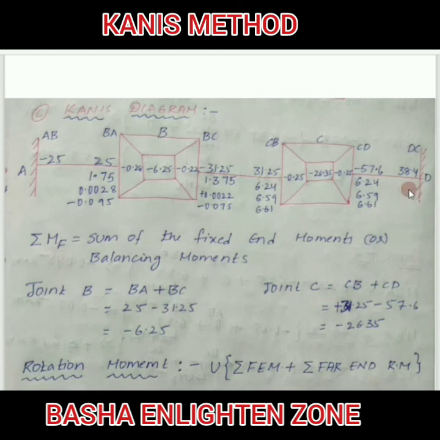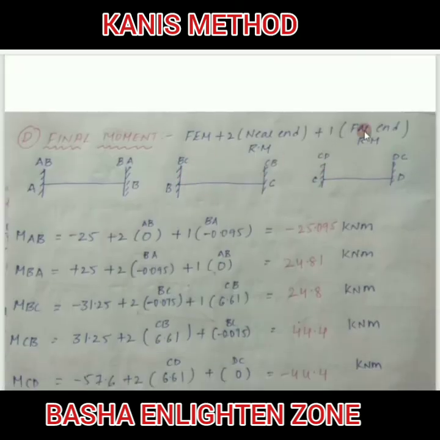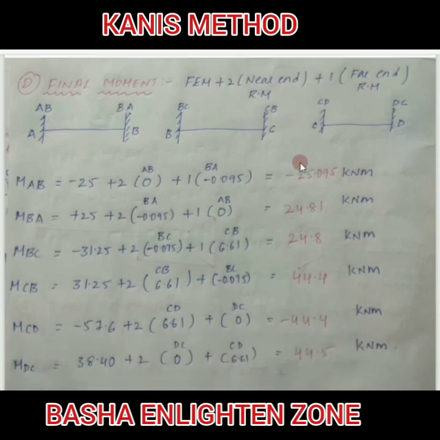Then simplify here. Friends, always assume that there will be 3 continuous spans. Individually divide those spans and take that particular span AB, BA, BC. Sorry, AB is an individual span, BC is an individual span, CD is an individual span. If you divide like this only, then the problem analysis will be very easy for you. I already clearly mentioned this here. If you want, have a look. After simplifying this one, you will get all these moments in kilonewton meter.